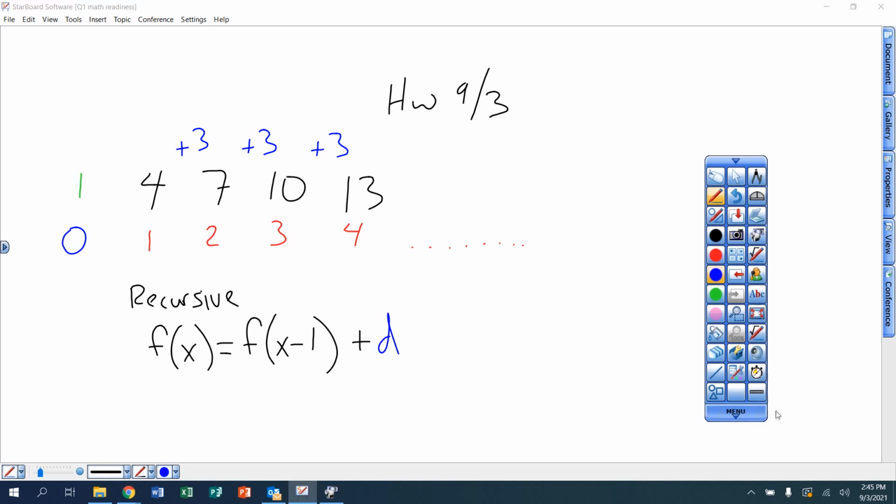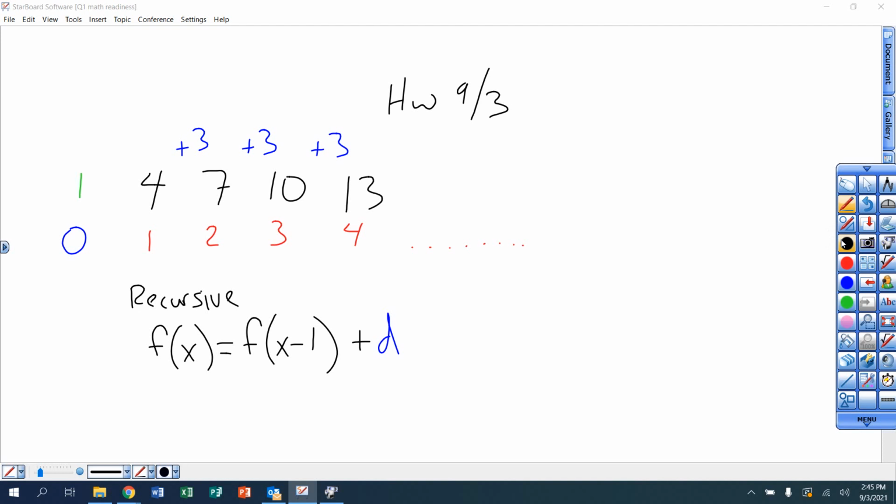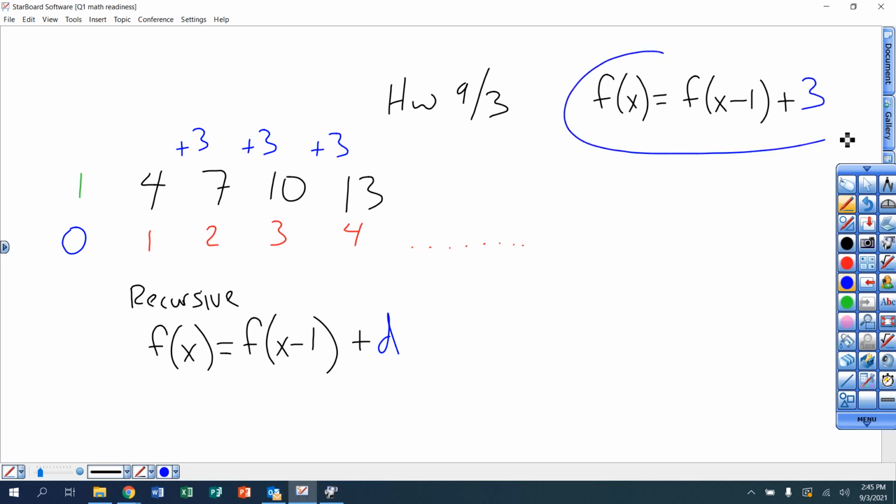So the recursive formula for this, I would write as f of x, first word is cat. I would write f of x equals f of x minus 1 plus that 3 number right there. I could use this to find any number in the sequence. The 5th term, let me show you. 5th term, 6th term, 7th. You should see that the 5th term, adding 3 gives you 16. Adding 3 more gives you 19.